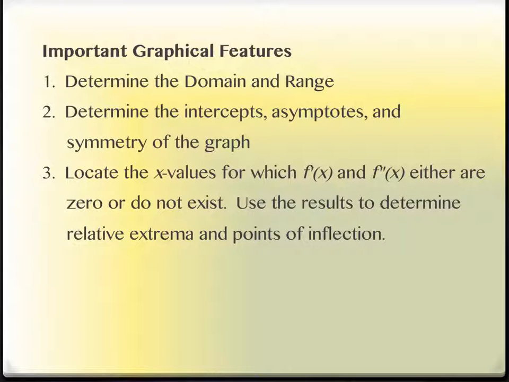And then the last one right there says to locate the values where f prime of x and f double prime of x are either 0 or do not exist. So what you're looking for when you're doing step 3 is things where, when you consider your first derivative, maybe we should ask that as a question to you. What kinds of information does your first derivative tell you about a graph?